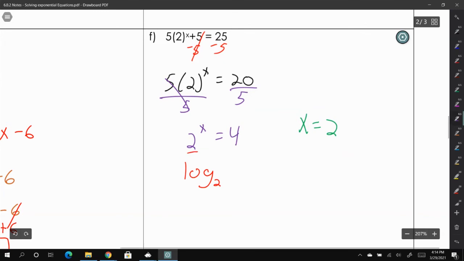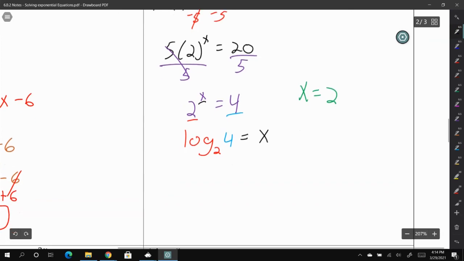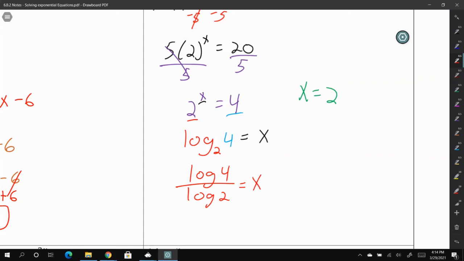your changing to log form. And you could still do your change of base. Log 4 divided by log 2 equals x. And when you type that in your calculator, you're still going to get 2. So don't worry about being able to recognize that, oh, 2 to the second power is 4. This change of base formula will always work.